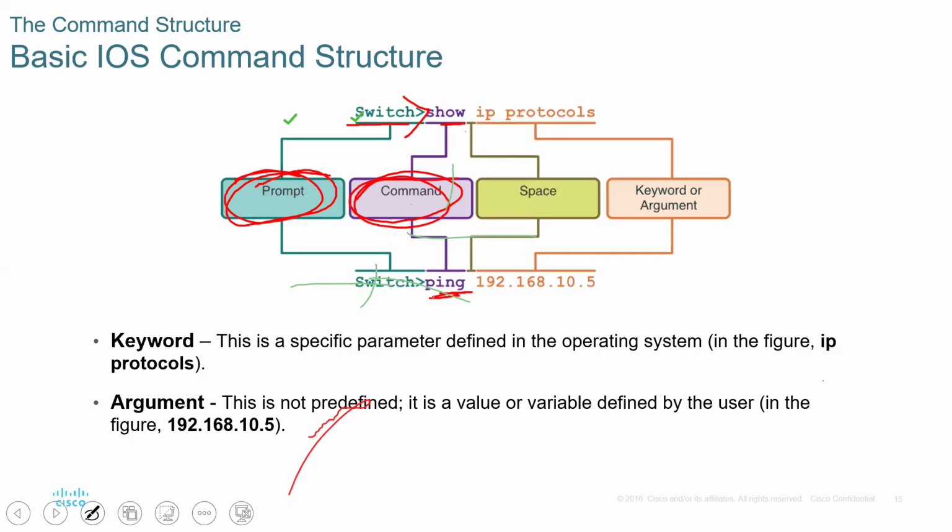Then you have to put a space. Then you put your keyword or your argument. So I say show ip protocols here, or we can say ping, then the IP address, but there is a space in between. The keyword is a specific parameter that is defined in the operating system. The argument is not predefined. It's a value or a variable that you actually use. The IP address is a variable.